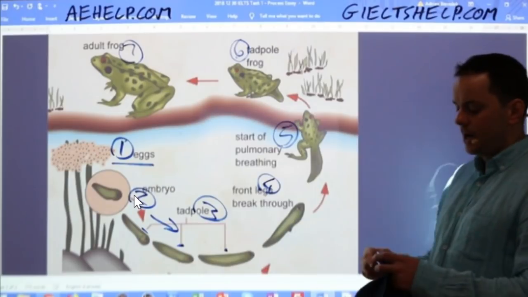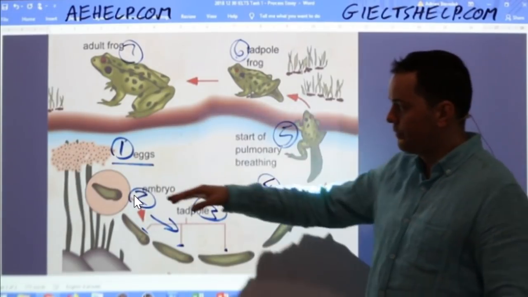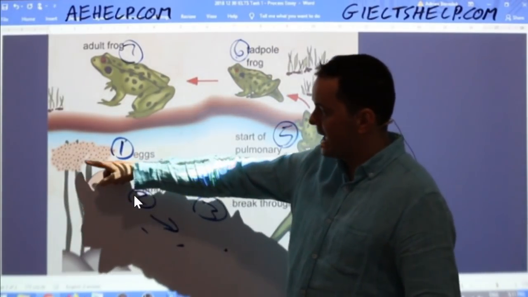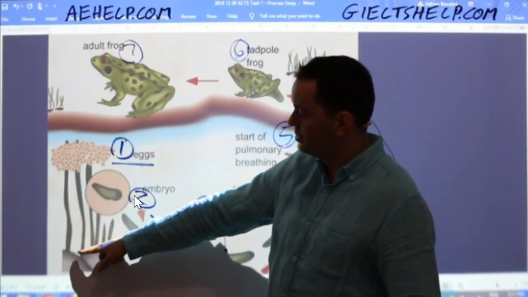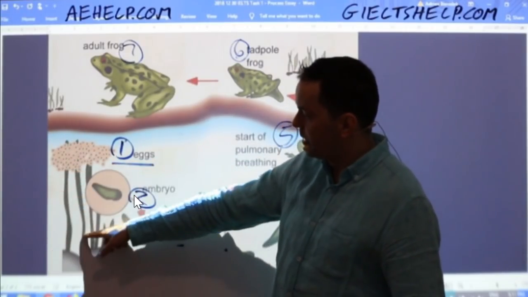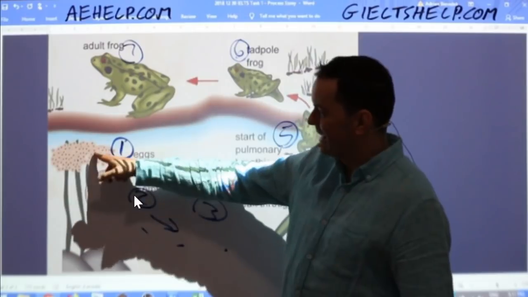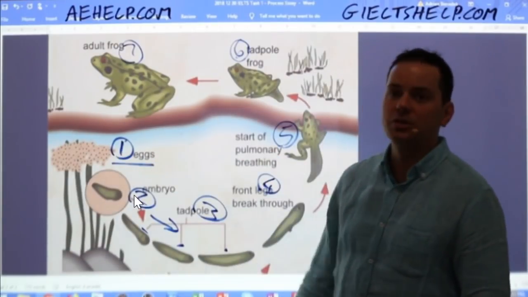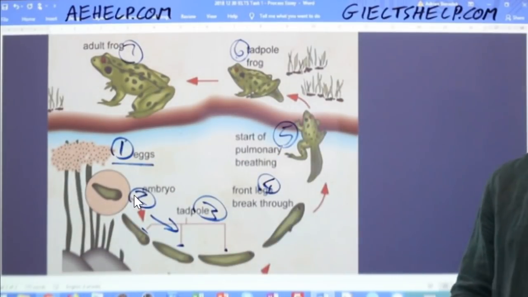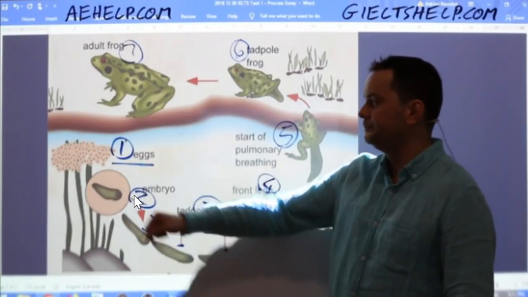So be very careful to observe what's actually happening. Notice that the eggs are stuck to these long blades of underwater plants, right? So that's where we want to start. So let's start there, members. Your first sentence coming from here.